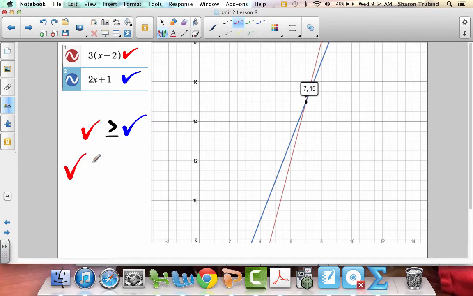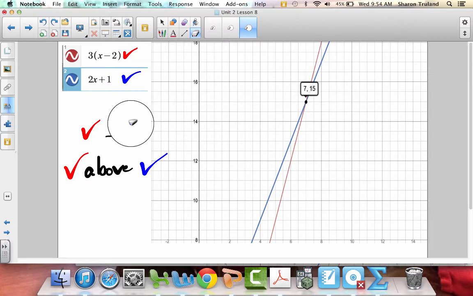Where is the red line above the blue line? So we can solve it mathematically, or we can look at a graph to help us.